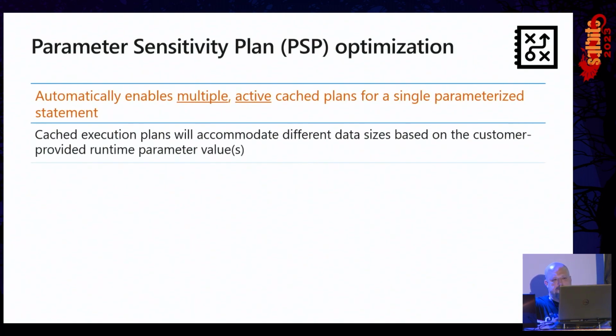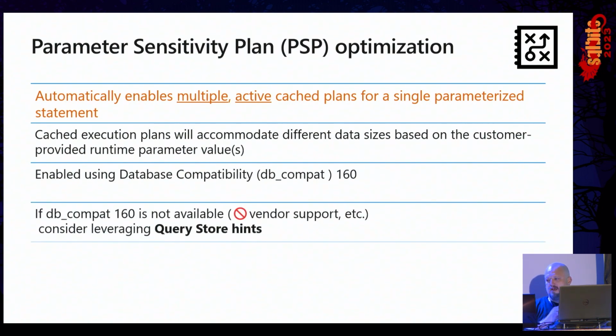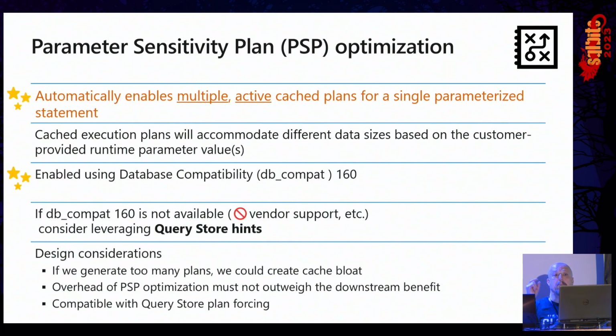So let's get into parameter-sensitive plan optimization. What we're doing is enabling multiple active plans for a single parameterized statement. Cached execution plans can accommodate different data sizes based on the runtime parameters, and this is an improvement under database compatibility 160. Let's say that you can't get to 160. What could you probably do? Use a Query Store hint. Or you do that recompile approach that I showed you before.